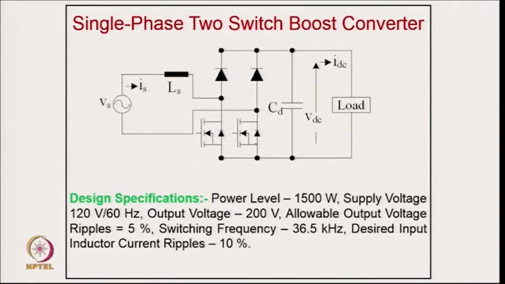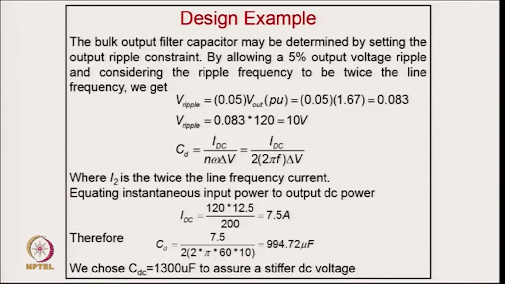Along with this diode conducting, or along with this MOSFET, typically for switching, you have a diode conduction also. So that is typically the benefit of it, and people have used this also. Taking the example of a 1500 watt supply, voltage of 120 V, 60 hertz, output voltage of 200 volt, allowing output ripple 5%, switching frequency 36.5 kilohertz, desired current ripple is 10%. So, we can have a design example.